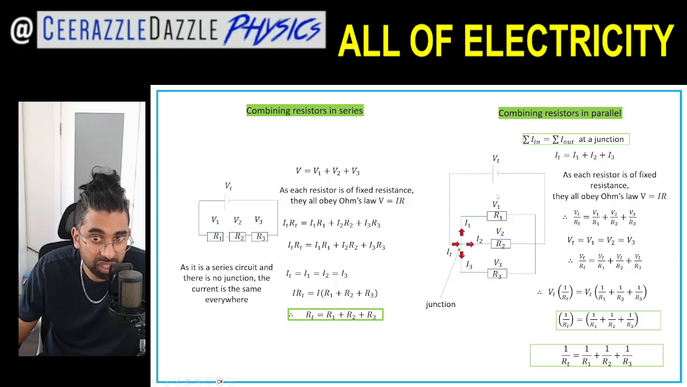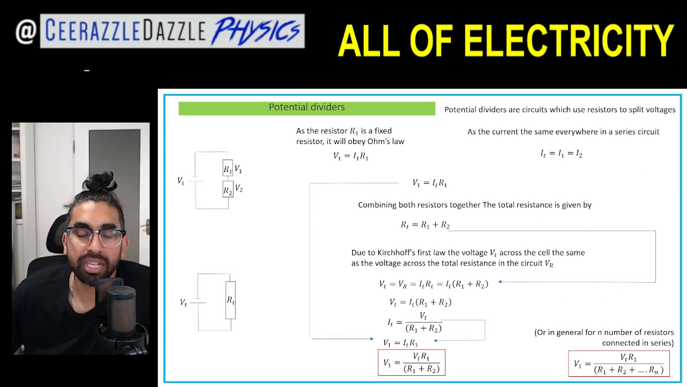Now, because the voltages are all the same, because don't forget the voltage in each loop is the same, they're all the same voltages, so therefore we can say all the V's are the same, factorize it out, 1 over RT is equal to 1 over R1 plus 1 over R2 plus 1 over R3, and that's how we derive the formula when we are combining resistors in parallel.